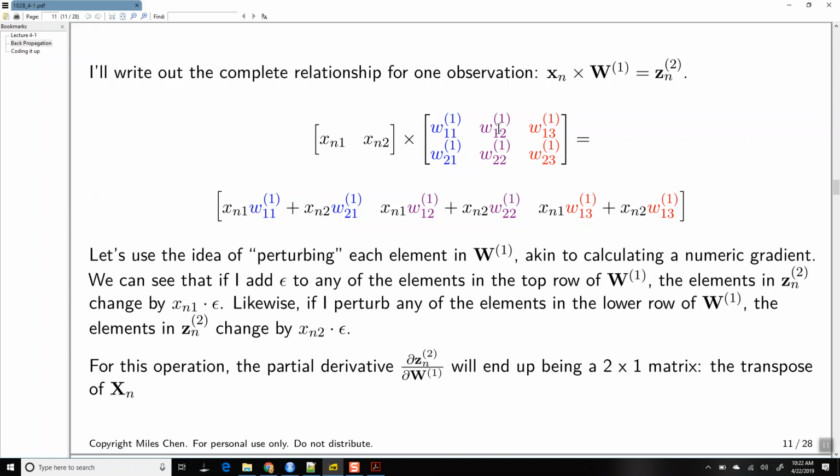Okay, if I add a tiny bit to w12, it's going to change by xn times w12, because that's the only thing being multiplied by w12. Or if I change w13 by epsilon, it's going to alter it by xn1, okay? And so we can see anything we change in the top row is going to be altered by xn1, and likewise, if I change anything in the lower row, it's going to change by xn2.